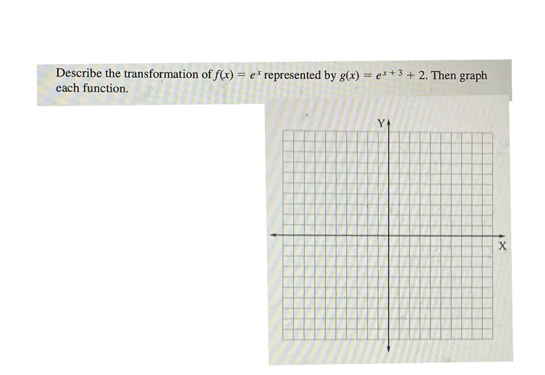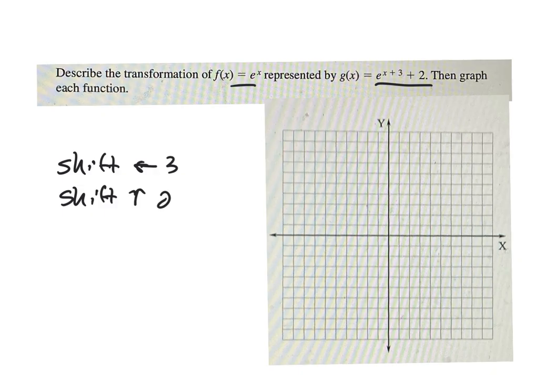Second one, just do the same thing. This time we're going to have e to the x. We're going e to the x plus 3 plus 2. Now, because that plus 3 is in the exponent, that's going to shift the graph left 3, opposite of what you think. And because there's a plus 2 on the outside, it's going to shift your graph up 2, exactly like you think. So I'm going to go left 3.